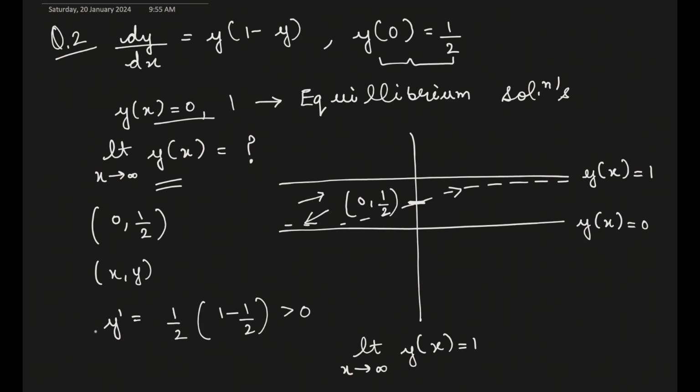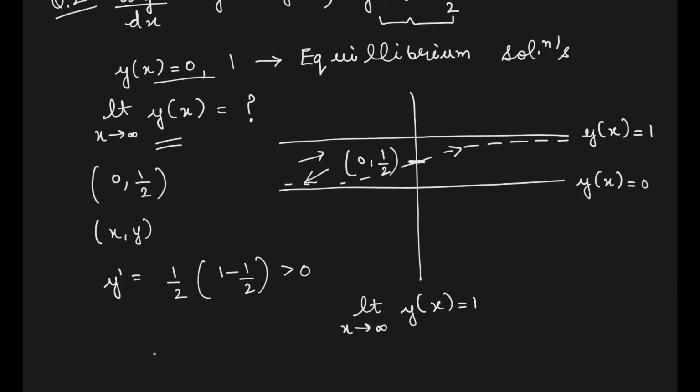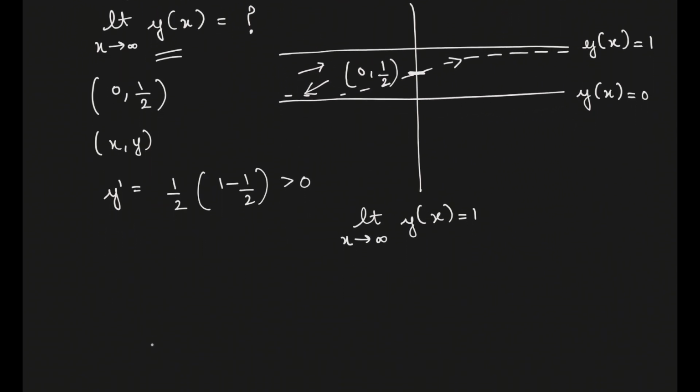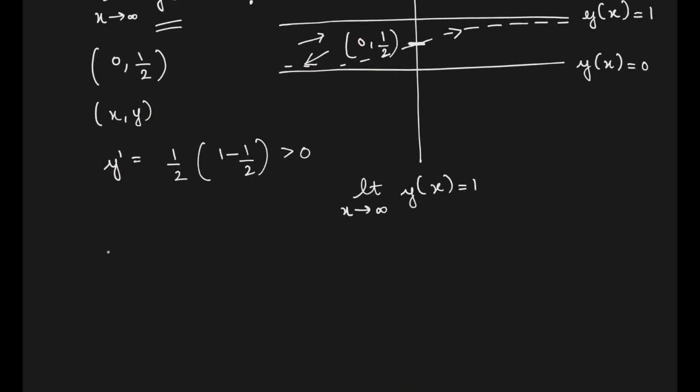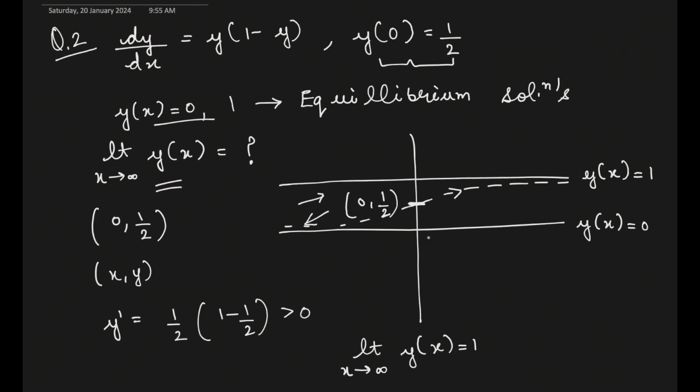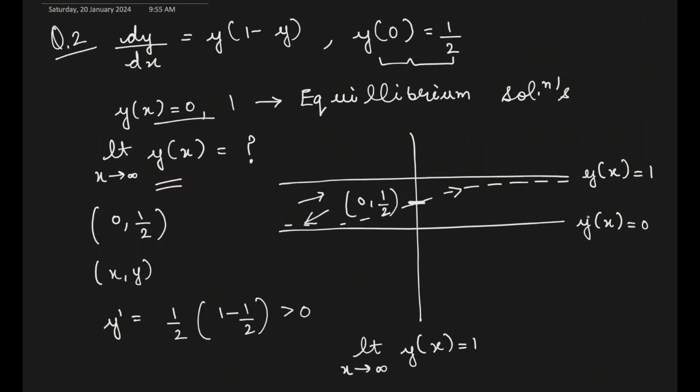If y dash is less than 0, then this directional field will be on the decreasing side. Clear till here? If y dash is less than 0. Right, ma'am. Yes. Okay. Or you can also see that the solution is bounded also. The solution is lying in this 0 comma 1 interval only. So the solution is bounded also.